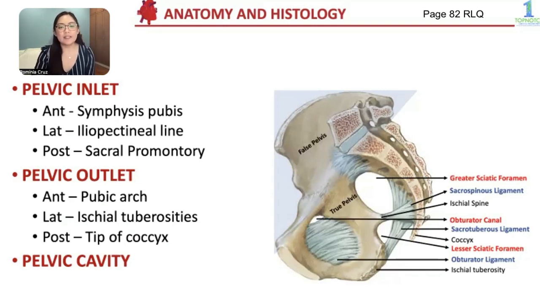Your pelvic inlet is the anatomical limit between the true and the false pelvis above. So technically, it has the same boundaries as your pelvic brim. So that's your symphysis pubis, your iliopectineal line, and your sacral promontory. So this plane right here is your pelvic inlet. The pelvic outlet, on the other hand, is bound by your pubic arch, the ischial tuberosities laterally, and the tip of your coccyx posteriorly. And the space between your inlet and your outlet is called your pelvic cavity. And this area is where you will find your pelvic organs.